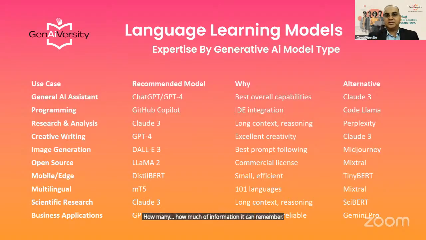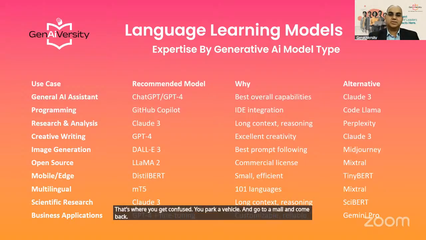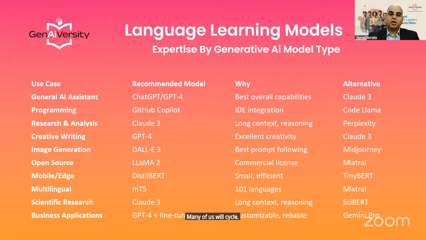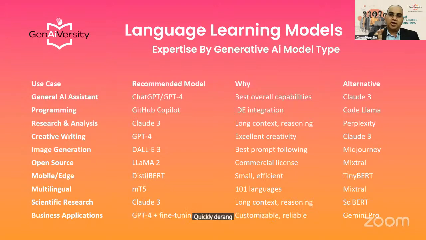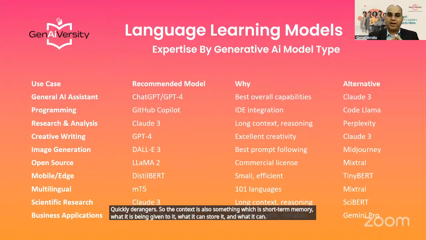The best example I can give: all of you must have visited at least one or two malls. Most of the time, when you go to a mall, that's where you get confused. You park a vehicle, go into the mall, and come back, and many of us will try to find it. This is short-term memory and long-term memory. Short-term memory generally erases quickly. So the context is also a kind of short-term memory: what is being given to it, what it can store, and what it can reply back to you.